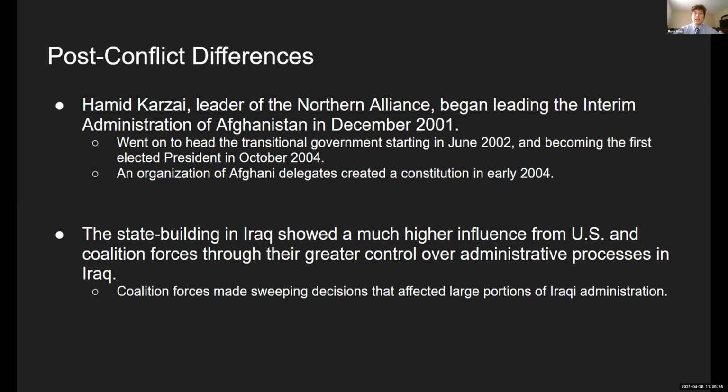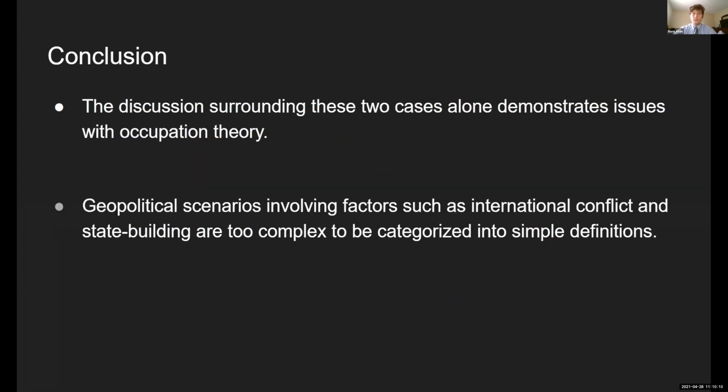Afghanistan's case, however, shows that native Afghani leaders really had most of the power and say in the governmental decision-making and created those interim governments, held their own elections, and drafted their own constitution without express command of foreign forces.